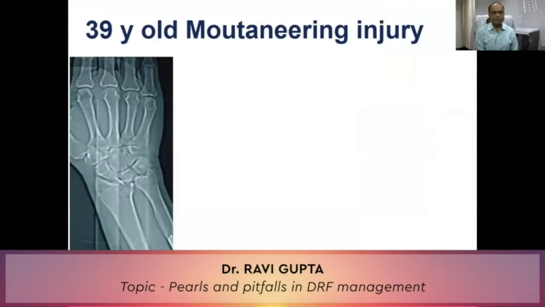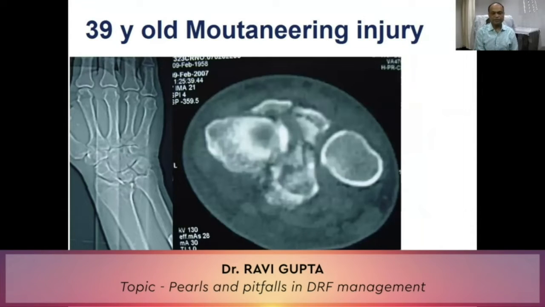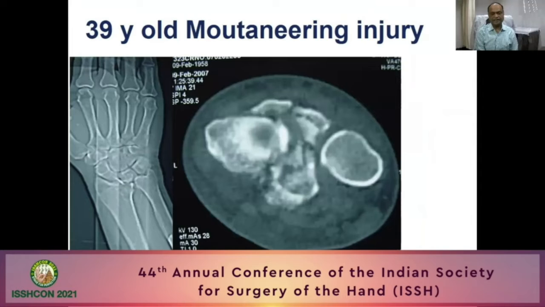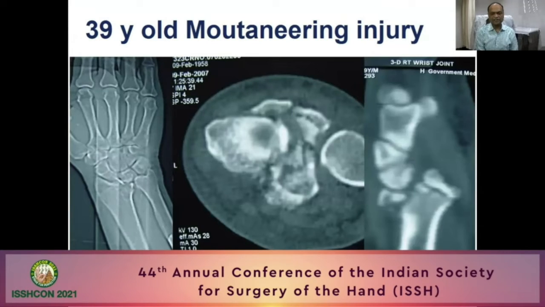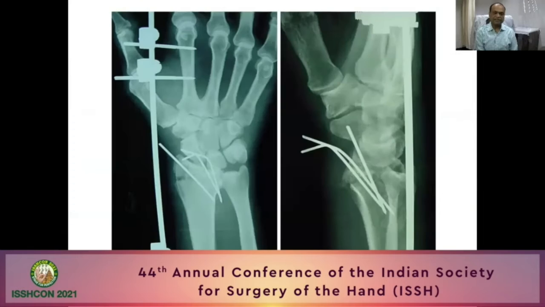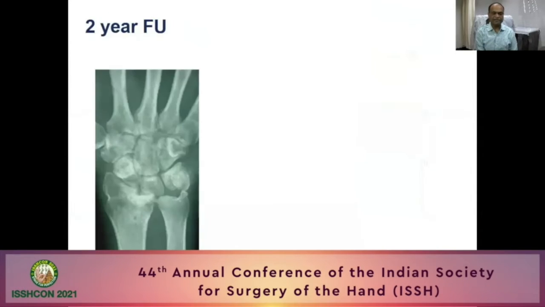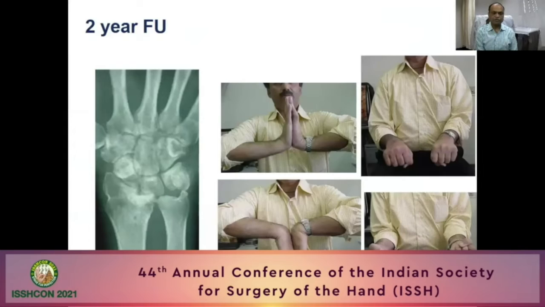Another case: a 39 year old mountaineering injury. If you look at this X-ray, it looks like a very innocent injury. But when you look at the CT scan, it is a kind of burst fracture. Look at the lateral, or you can say the sagittal section. It was treated with external fixator and K-wires. This is the 2 year follow-up.